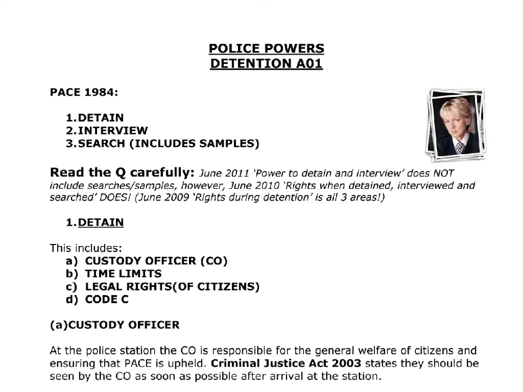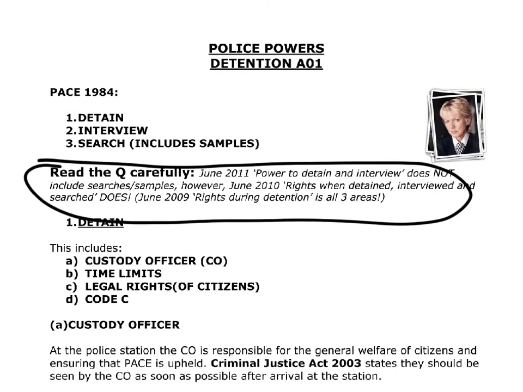Now, there are three main areas: the detention process, interviews, and searches and samples. So there's three main areas that you'll need to cover. As always with police, make sure you watch the question and read it carefully. So this is quite important. If it asks for the power to detain and interview, that's just what to detain and interview. Rights when detained, interviews and searches is everything. Rights during detention is everything. Just be very, very careful.